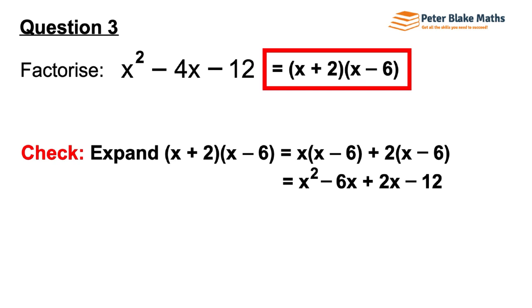The like terms there are the x's for the middle section, so we'll just simplify that. Minus 6 on the number line, plus 2 jumps to the right there, makes minus 4x, minus 12, which was our original question, so we're confident with our answer there.